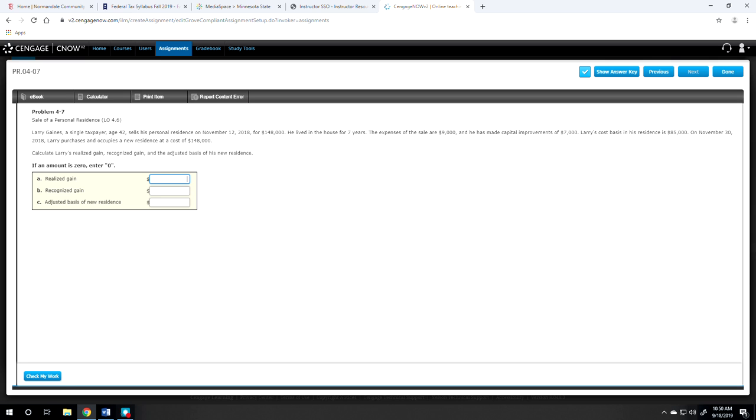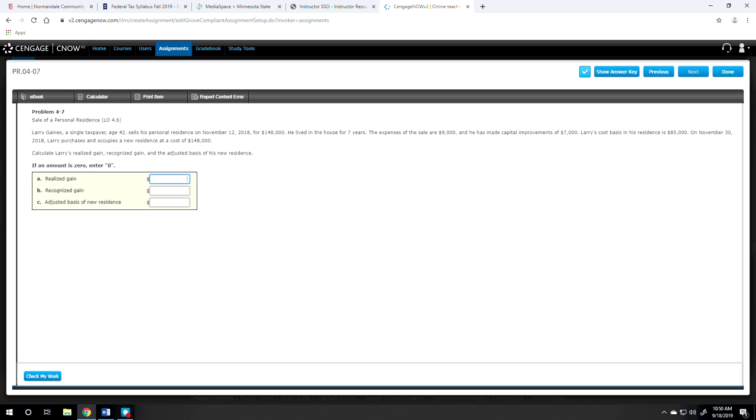Let's first look at part A and B, because part C we'll look at next. So they want us to tell them the realized gain and the recognized gain. So both of these words start with like RE, and they both say gain. So like, what is the difference?